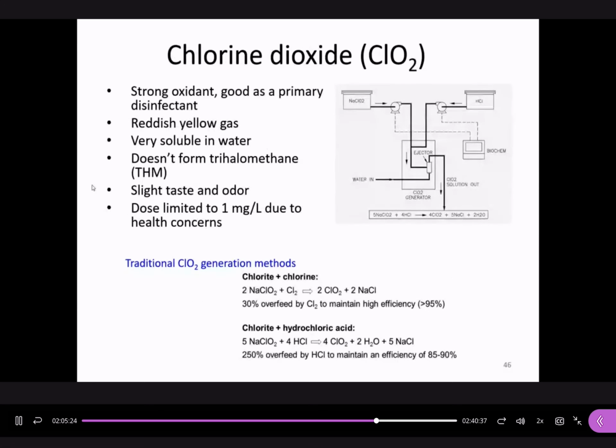Chlorine dioxide is a strong oxidant, good as a primary disinfectant. It is a reddish yellow gas, very soluble in water, and does not form trihalomethanes. There is slight taste and odor. The dose is limited to 1 milligram per liter due to health concerns. How do we produce chlorine dioxide? Chlorite plus chlorine. Anyway, some chemistry.